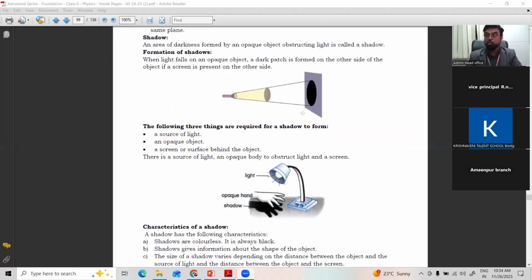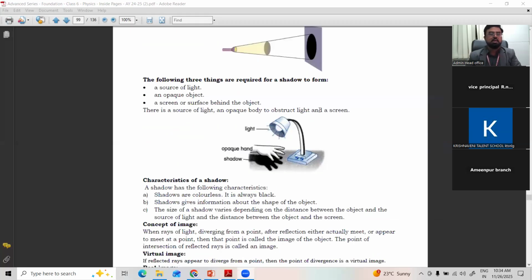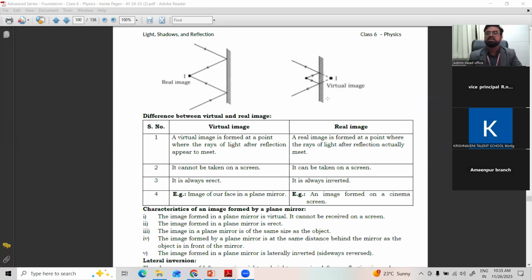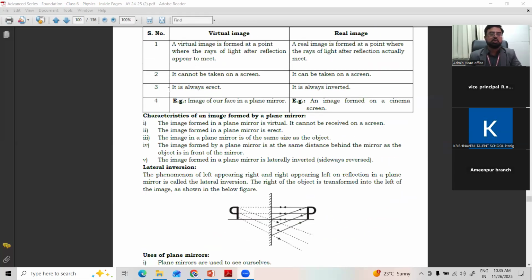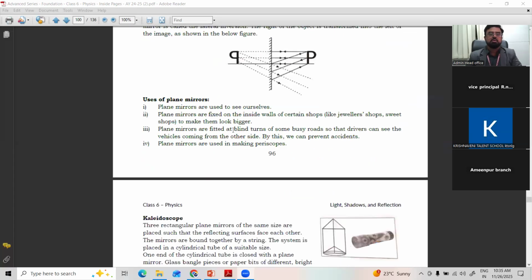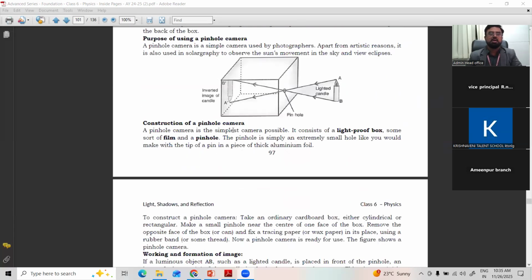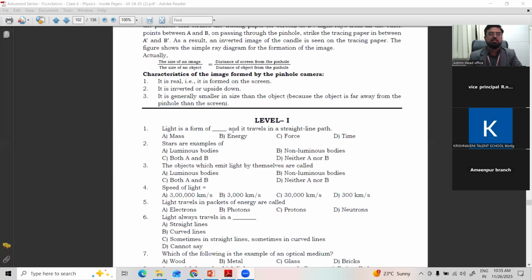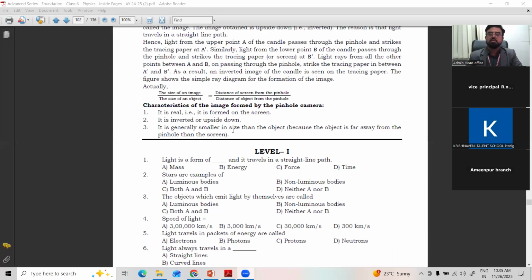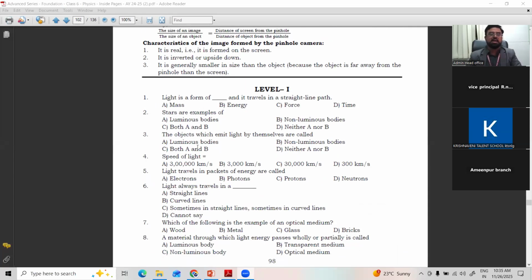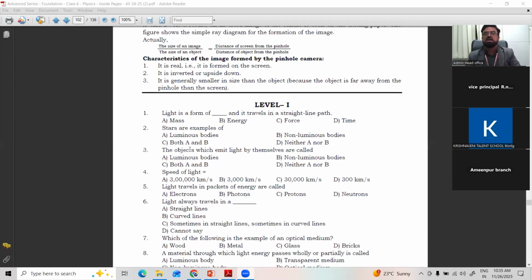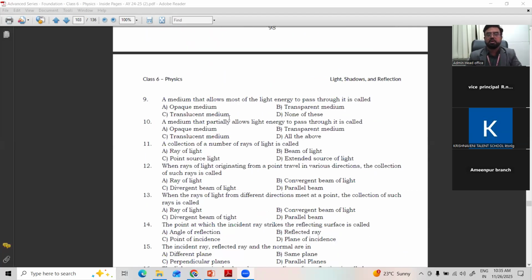Then we enter shadow. What are the conditions for the formation of a shadow? What are the characteristics of a shadow? And finally, we'll end with what an image is, in that what a real image and a virtual image are. Few more things about the mirror, and also how to design the pinhole camera, a very interesting camera, and what the characteristics of the pinhole camera are, in the last class. So this is the total light chapter. We'll close this chapter by next week, maybe in 1 or 2 classes.